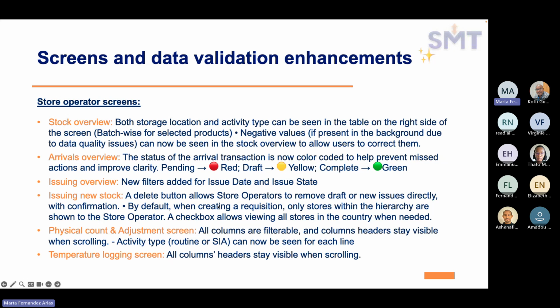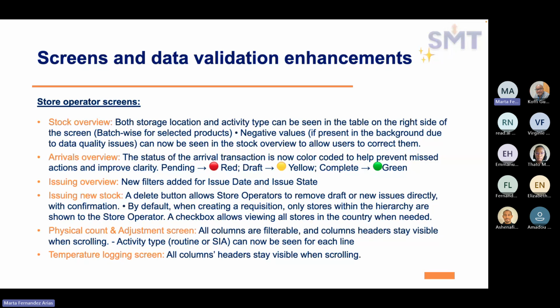What else? This one is quite important when creating a requisition, like when issuing out. Before, you would see the list of all the stores. And if you're in a country where there are many stores, it would be difficult to find the store that you want to issue out to. So how it works now is that by default, you are only going to view the stores that are below you in the hierarchy. So if you are, let's say, in the region, you are only going to see the districts that are below you in the region.